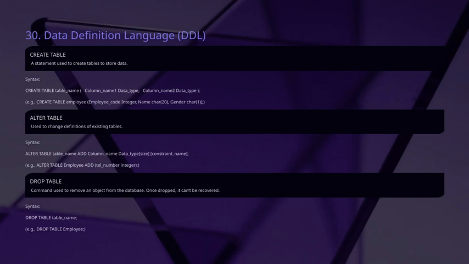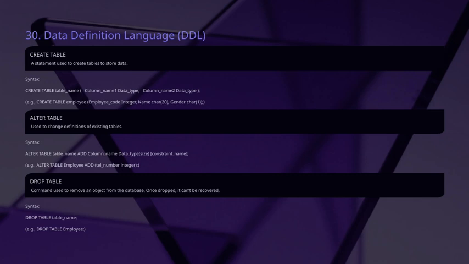Let's take a closer look at some key data definition language commands that are essential for managing database structures. First, we have the drop table command. This command is used to remove an entire table from the database. Once you execute drop table on a table, it's gone forever, meaning it can't be recovered, so use it carefully. For example, if you want to delete a table named employee, you would write drop table employee.